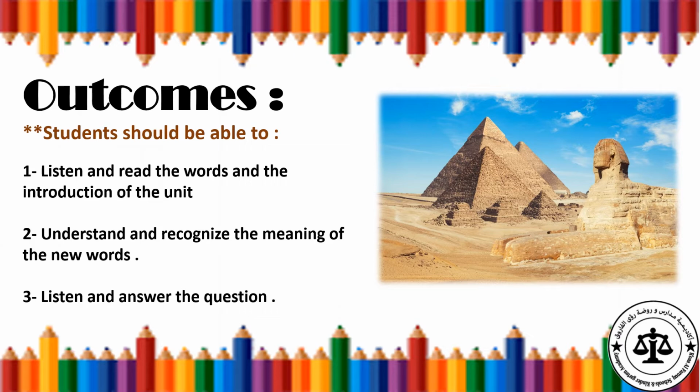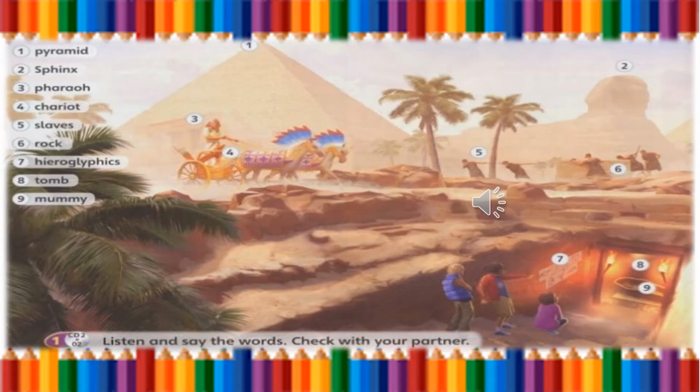Now, we want to listen to the words in your student's book, Unit 3, page 34. So please open your book and listen to the words. Unit 3, Ancient Egypt. Student's Book, page 34. 1. Listen and say the words. Check with your partner.